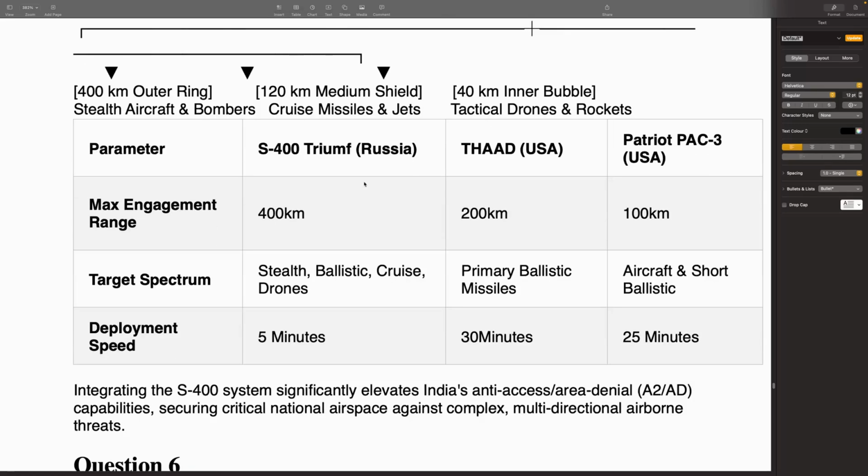The parameters: S-400 Triumph, THAAD and Patriot, both of which are of the USA. Maximum engagement: S-400 400 kilometers, THAAD 200, Patriot 100 kilometers. Target spectrum: stealth, ballistic, cruise, drones; THAAD primarily ballistic missiles; Patriot aircraft and short-range ballistics. Deployment speed: 5 minutes, 30 minutes, 25 minutes.